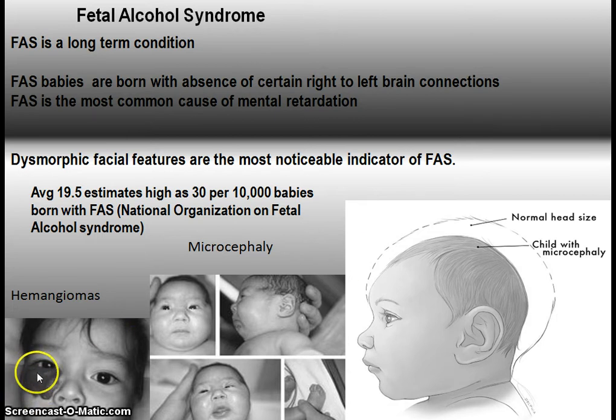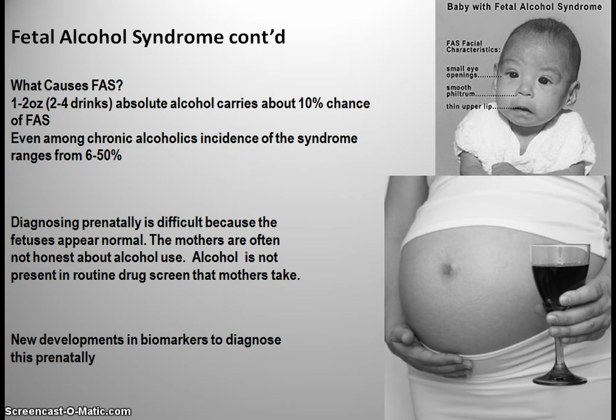Hemangiomas, which are benign tumors that can appear on a child, as well as microcephaly, are common results of fetal alcohol syndrome. So, a smaller head than normal. Here you see the fully developed normal head size for a child that age. And here we see the small eye openings, smooth philtrum, and thin upper lip that are the dysmorphic facial features commonly associated with fetal alcohol syndrome.